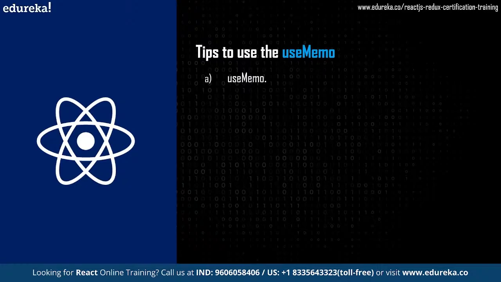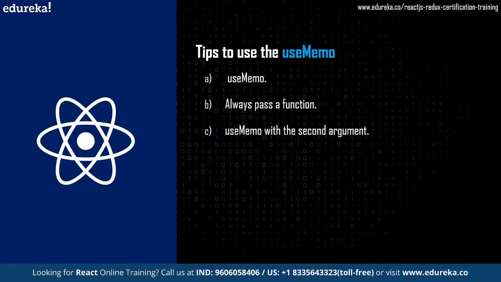Use the hook called useMemo when you need to compute a value that depends on props or state but does not change often. Always pass a function that returns the value you want to memoize as the first argument. The function should take the props or state that the value depends on as arguments. And pass useMemo a second argument, an array of dependencies, to tell React which values the memoized value depends on. This will ensure that the memoized value is only recalculated when one of the dependencies changes.